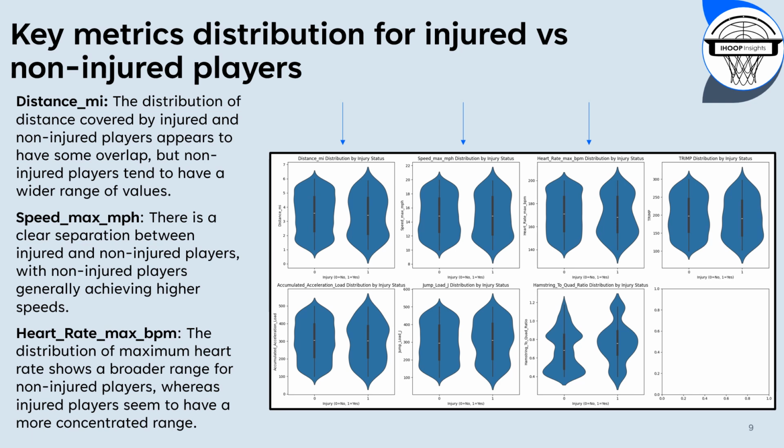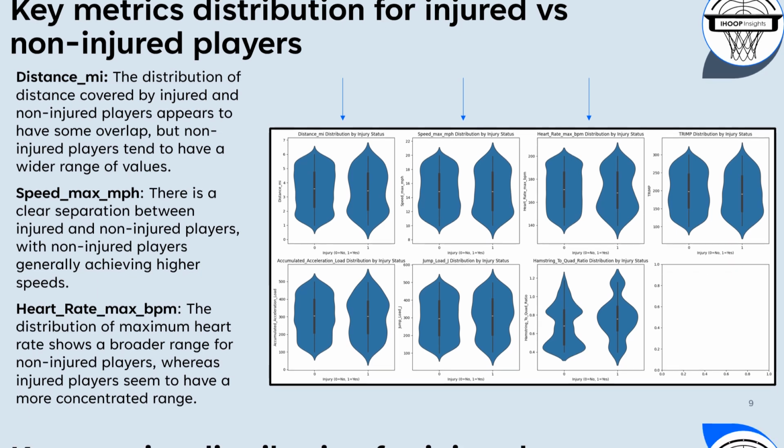First, we are going to talk about the first three charts, distance in miles. The distribution of distance covered by injured and non-injured players appears to have some overlap, whereas for speed max, there is a clear separation between injured and non-injured players, with non-injured players generally achieving higher speeds. When we talk about heart rate max beats per minute, the distribution of maximum heart rate shows a broader range for non-injured players, whereas injured players seem to have a more concentrated range.